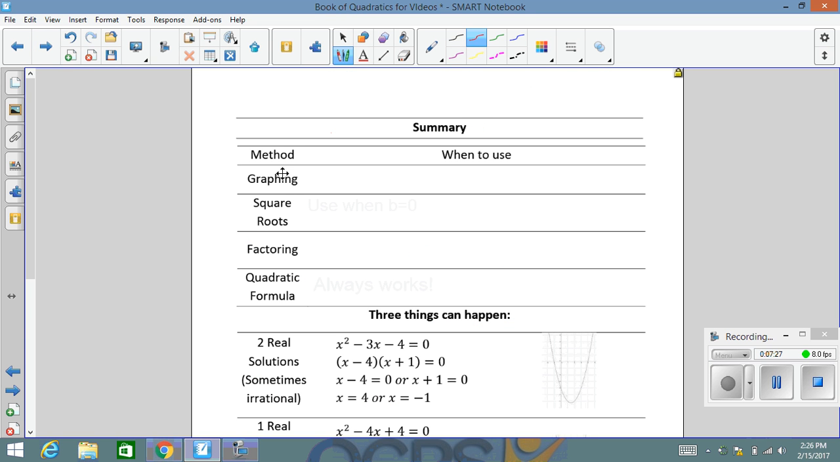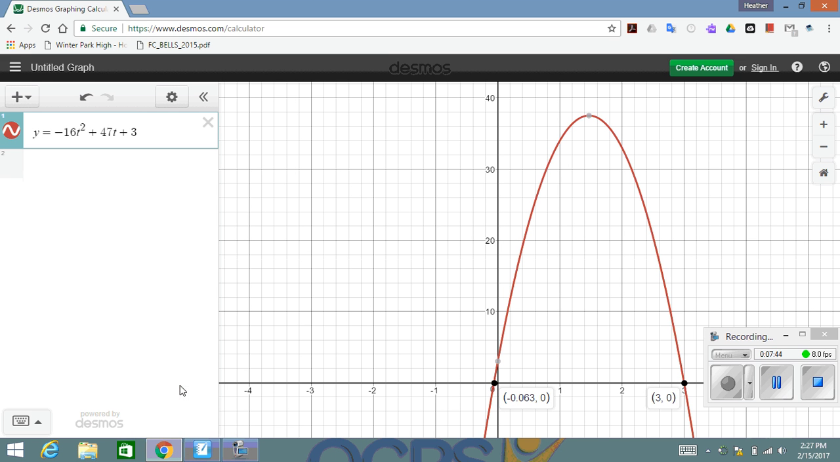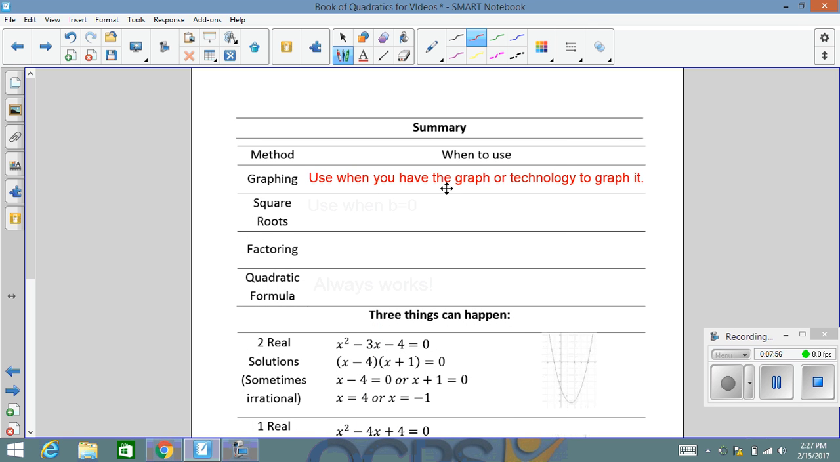Okay, so 4 methods that we did: graphing, square root, factoring, and quadratic. Methods for solving quadratic equations. For graphing, you're going to use this when you have the graph or you have technology to graph it. So, for example, that last problem, this was a yucky equation. I used technology to graph it and used technology to answer the questions that were asked. So I'm going to do that whenever they already give me the graph or if I have technology in order to graph it, like Desmos.